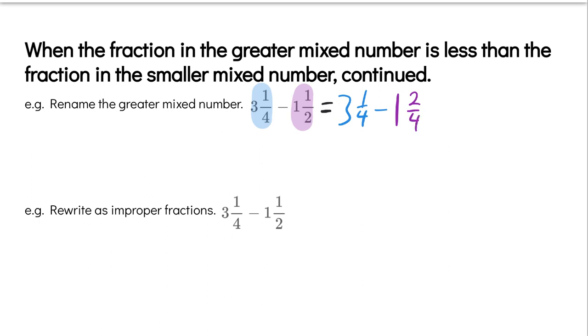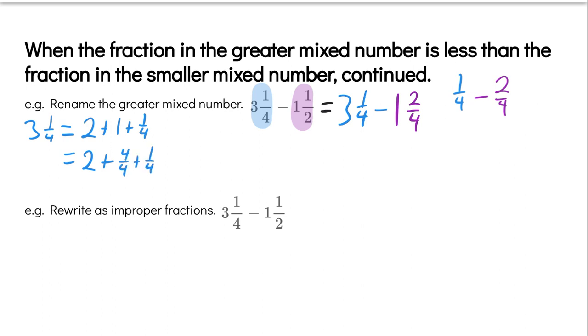Now we can see if we tried to take away the whole numbers, that would work fine. 3 minus 1, that's 2, no problem. But if we tried to take 1/4 and subtract 2/4 from it, that would be significantly more difficult. So what we're going to do is take 3 1/4 over here and recognize that that's just 2 plus 1 plus 1/4. And we can further change it by calling that 1 4/4 and keep that 1/4 on there. And finally it becomes 2 5/4.